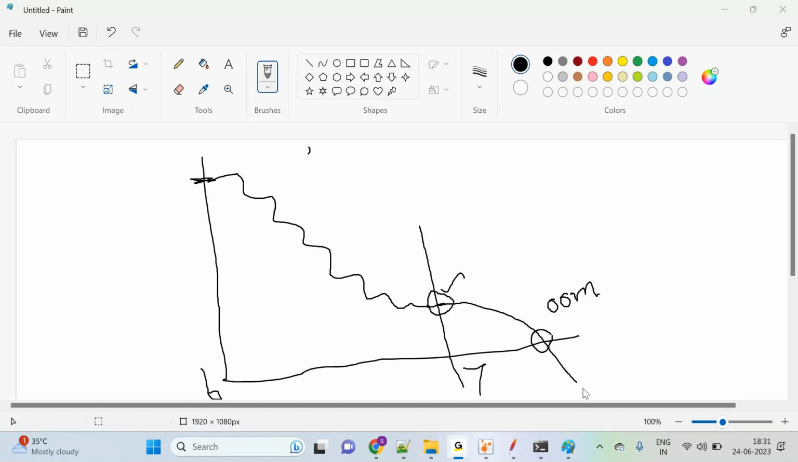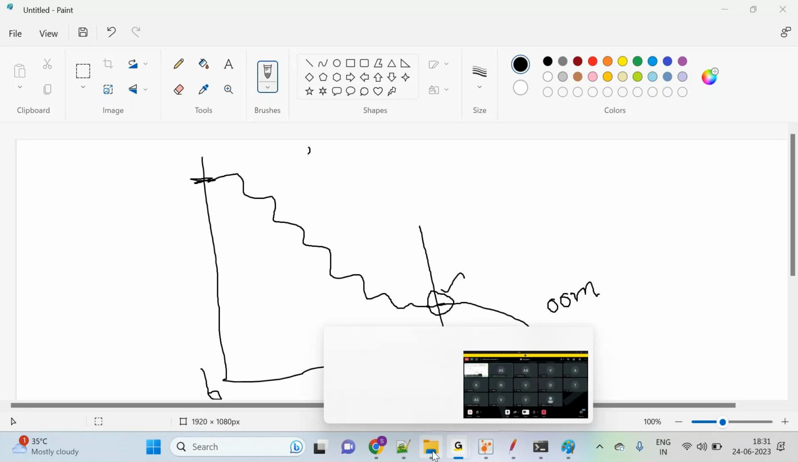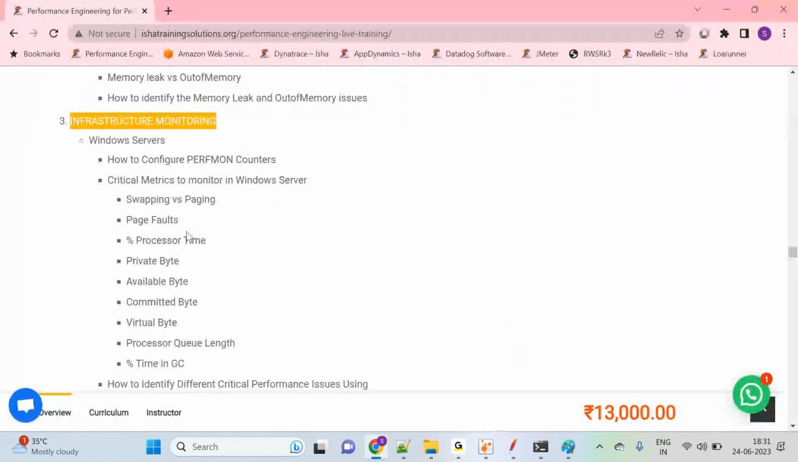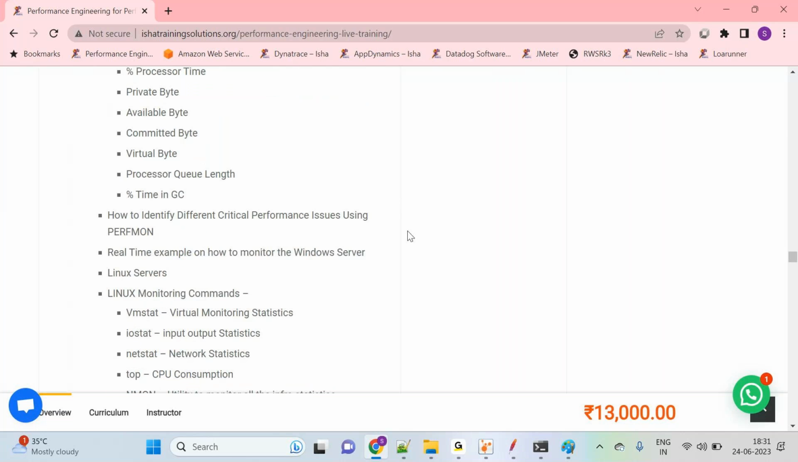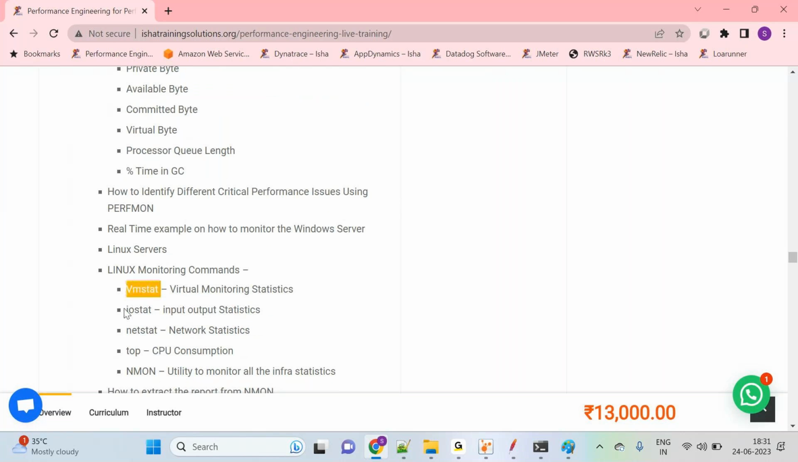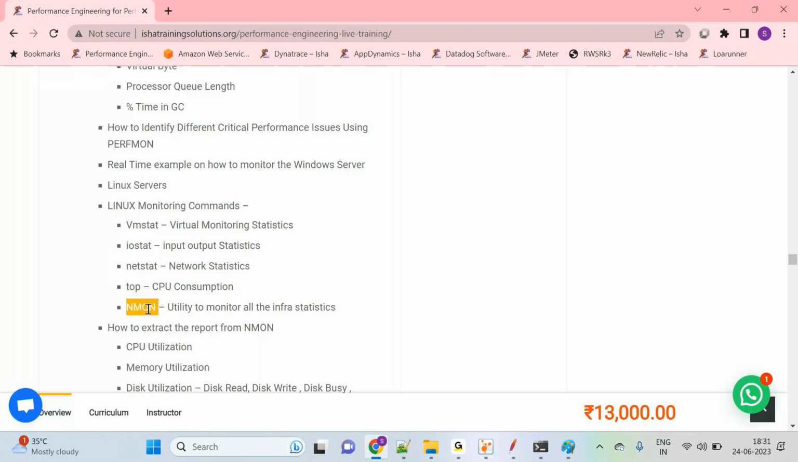Now, in that infrastructure learning, I'm going to explain Windows Server monitoring and then Linux server monitoring. Both things we are going to learn. In Windows Server, we are going to learn a concept called perfmon. Similarly, in Linux monitoring, we are going to learn vmstat, iostat, netstat, top, nmon. These are the things we are going to learn.